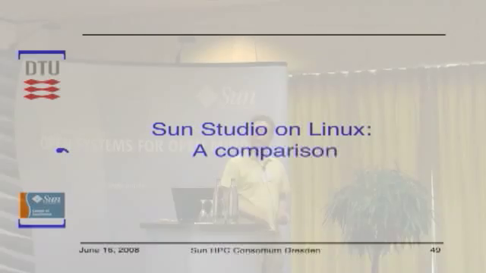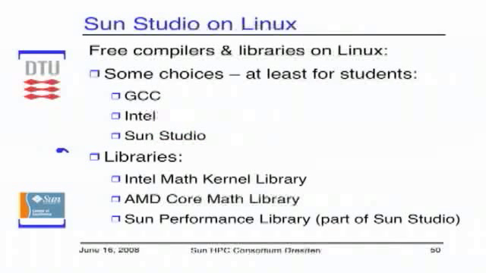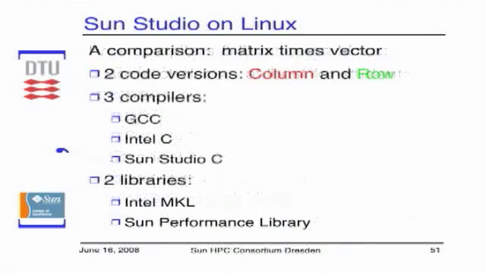There's a comparison I did some time ago for the students, where I compared GCC, Intel, and Sun Studio, the compilers available to the students for free, and also the Intel MKL library and the Sun Performance Library. I did a typical example, matrix times vector. I think Ruud has a pattern on that one.